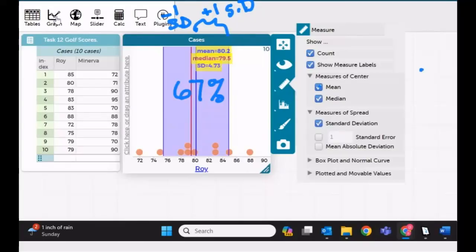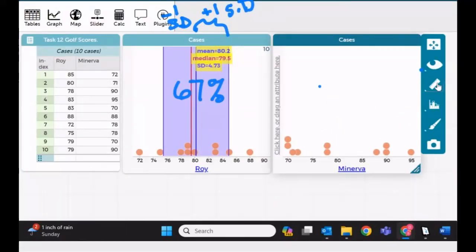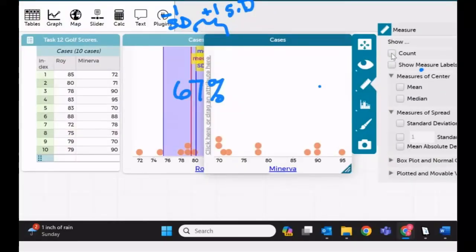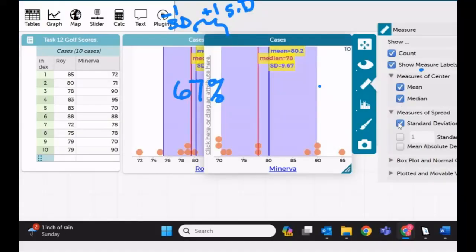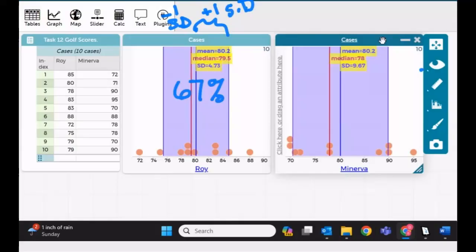Okay? So that's all about Roy. Now let's talk about Minerva. So I'm going to do a second graph for her. So I select graph. I'm going to click on the x-axis and bring up Minerva's scores. I'm going to go over here and select ruler, and do the count, show the measure, the mean, the median, the standard deviation. Okay. And I'm going to clean this up just a little.